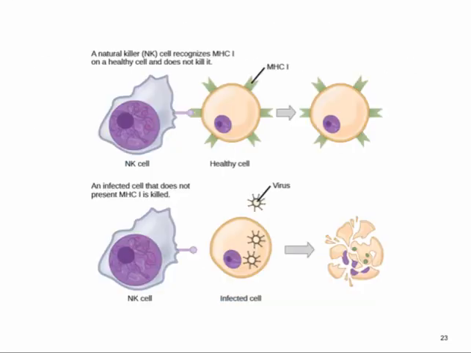This is the same thing that I was just mentioning. A natural killer cell recognizes those major histocompatibility complexes on healthy cells and it won't attack it.